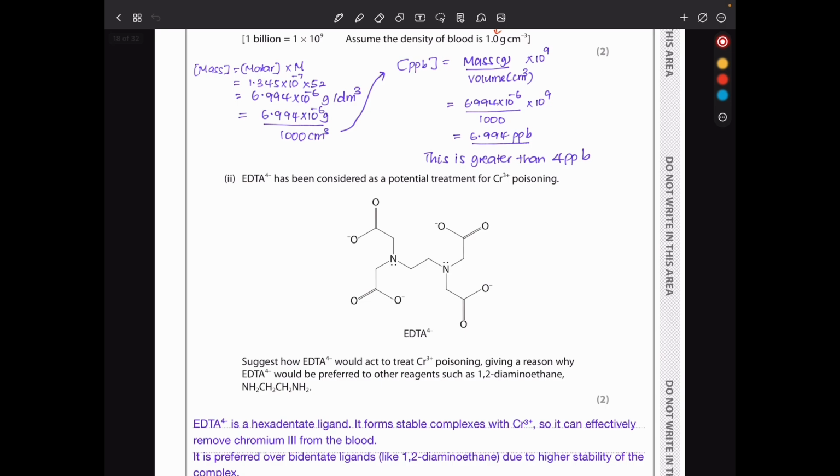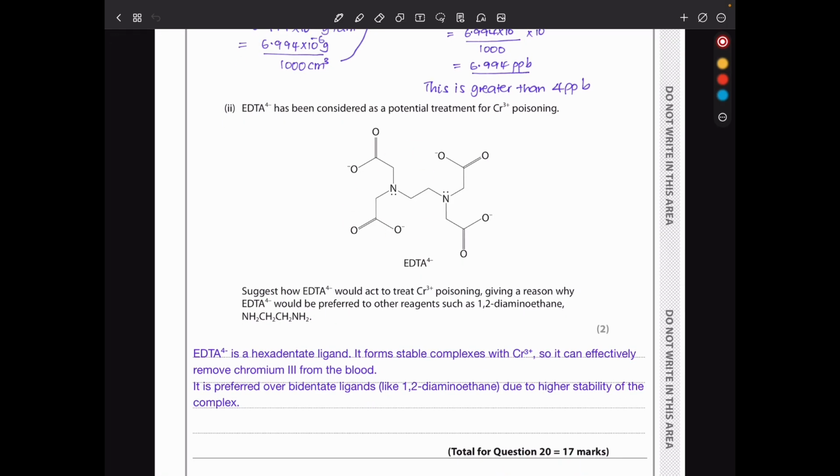Next, they say EDTA the ion has been considered as a potential treatment for chromium 3 poisoning. We see the structure of EDTA. This suggests how EDTA, of course the ion, would act to treat chromium 3 plus poisoning, giving a reason why EDTA would be preferred to other reagents such as 1,2-diaminoethane, which is that. This is a hexadentate ligand. It forms dative covalent bonds around the central metal, allowing it to precipitate out of solution and we only need to use less concentration.